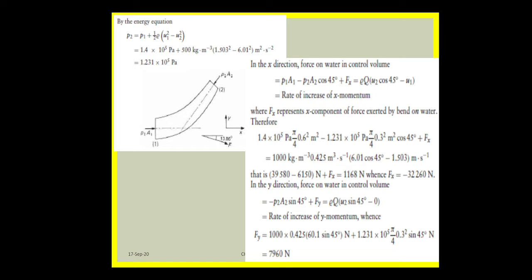If you want to find out the resultant force, R of x comma y is equal to root of Fx square plus Fy square. Substituting these values, you get the resultant force Fr. So like this you have to solve the pipe bend problems, right?